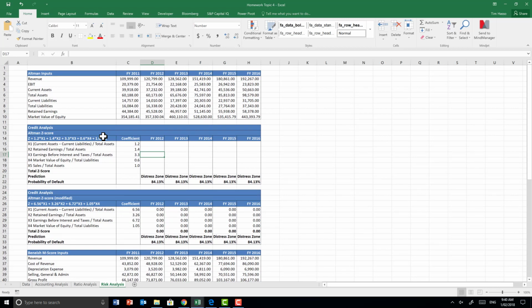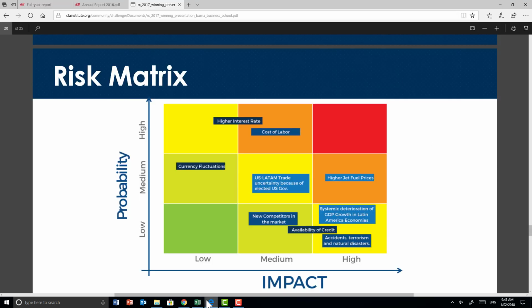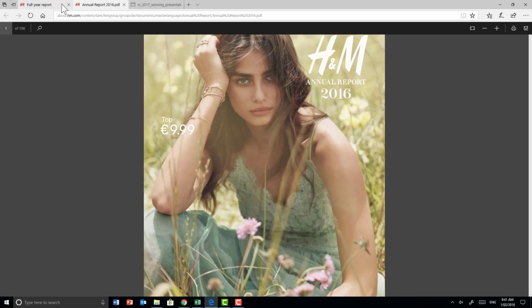Now, in addition to the models that we're going to be calculating, I'm also going to show you how you would identify disclosed risk. When you do credit analysis and estimate bankruptcy risk, or look for accounting manipulation and estimate its probability, you're effectively trying to estimate undisclosed risk. But a lot of the time there is a lot of risk that is disclosed by the company itself. So in the annual report, if you report according to IFRS, and I'm just going to find the 2016 annual report for H&M here.